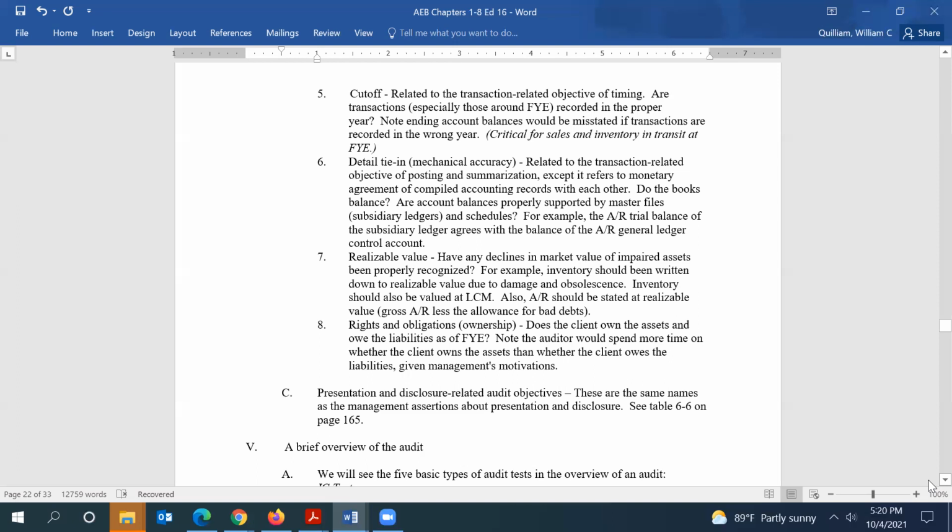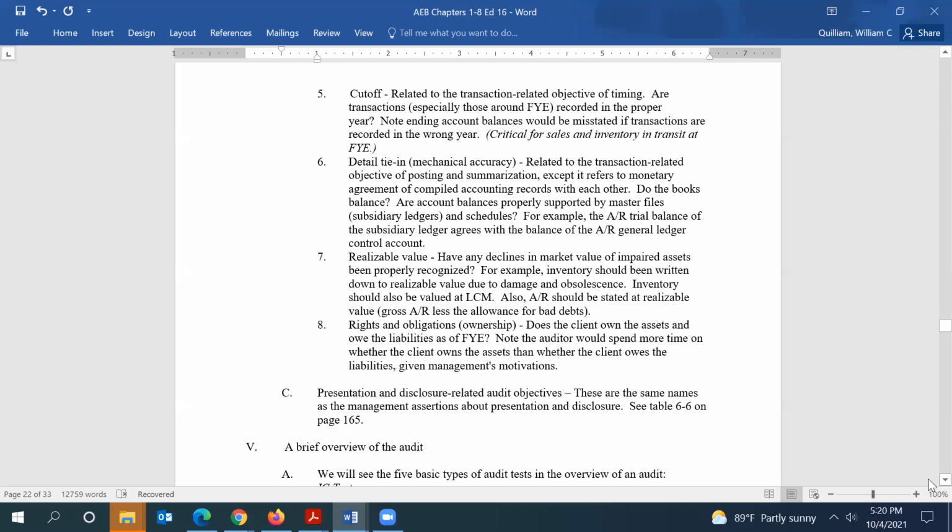Then number 8, rights and obligations or ownership. Does the client own the assets and owe the liabilities as of fiscal year end? Of course, note the auditor would spend more time on whether the client owns the assets than whether the client owes the liabilities, given management's motivation. Again, we know if they list an asset, they may not own it. If they list a liability, they probably owe it.